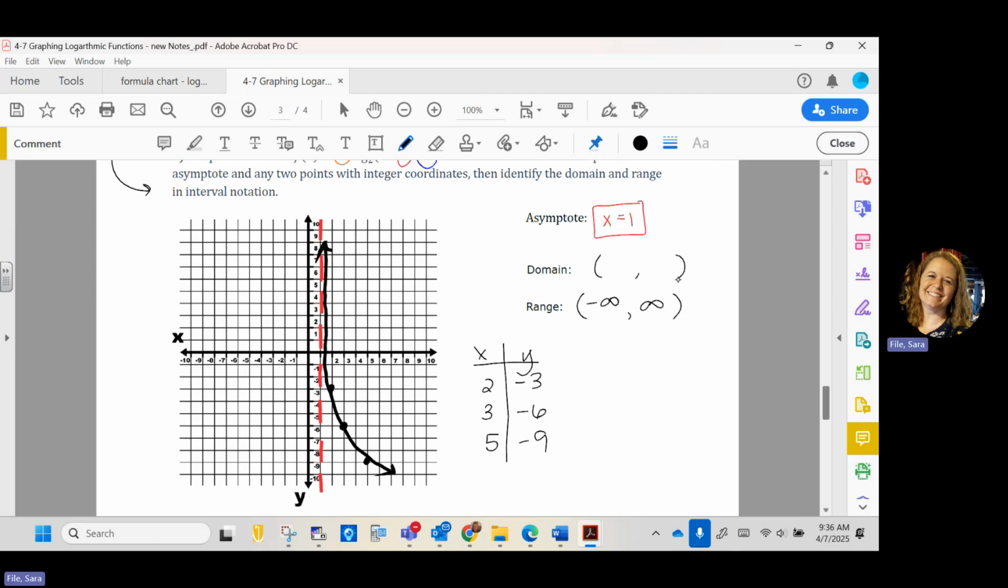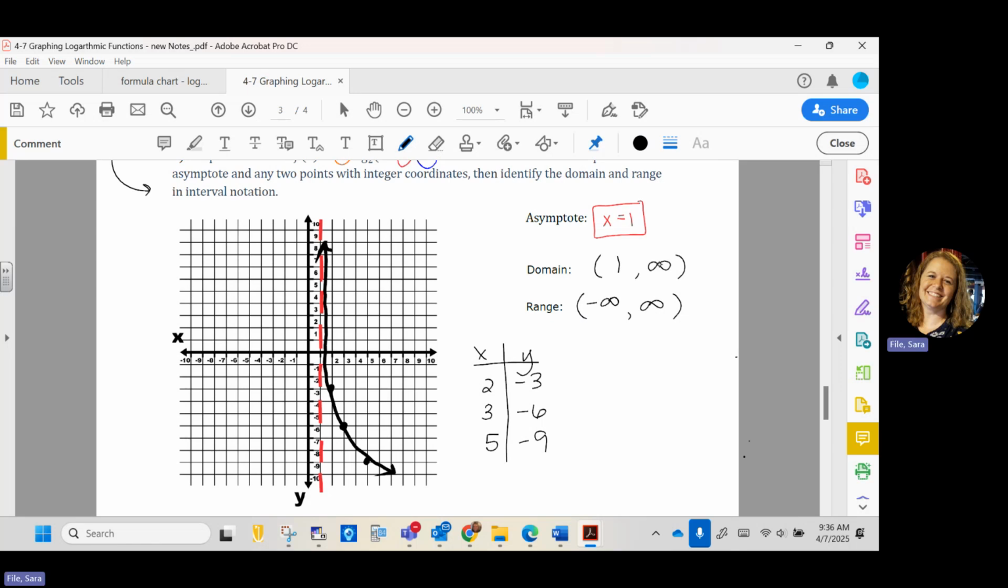How far left does this graph go? What's the leftmost? 1. The asymptote is as far left as that graph goes, and it's not included. And then how far right does the graph go? Very good.